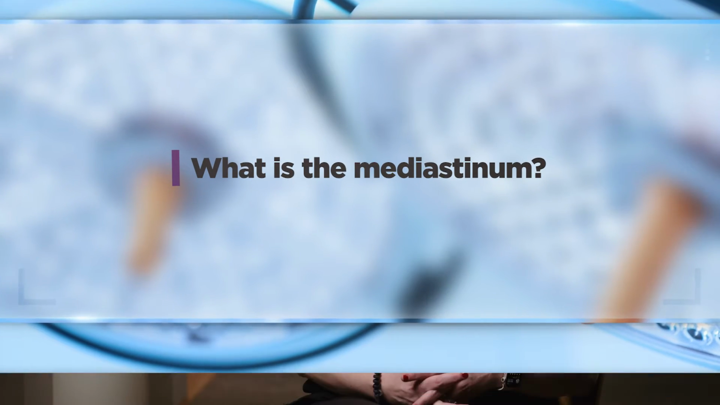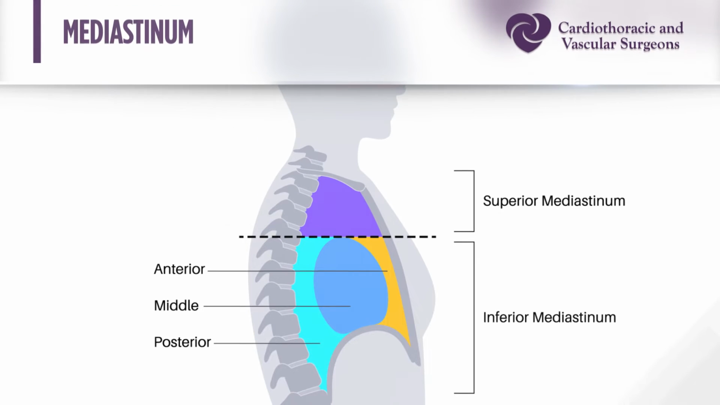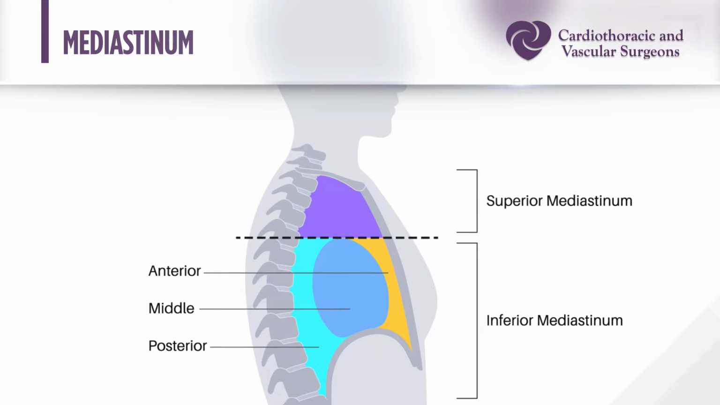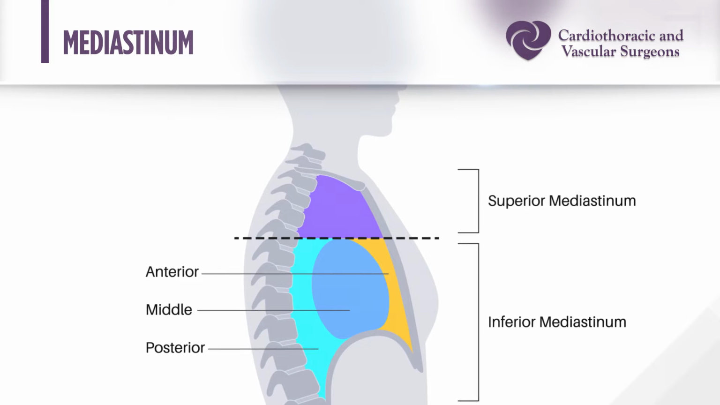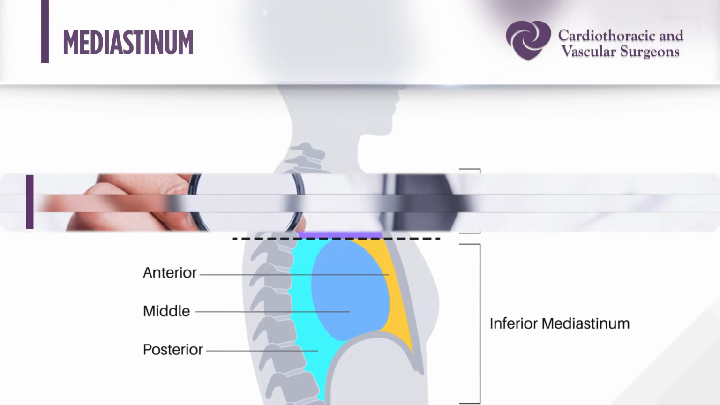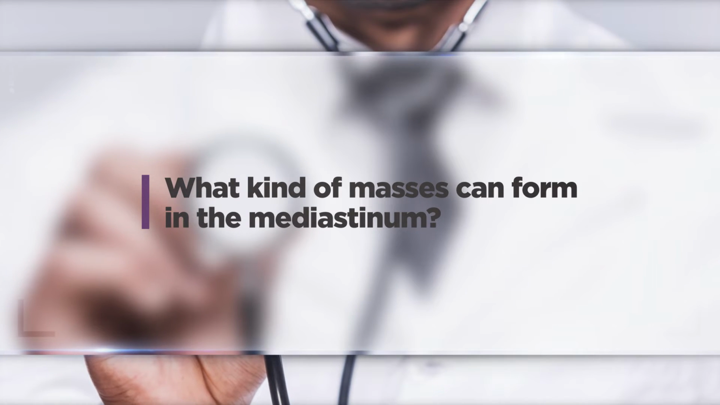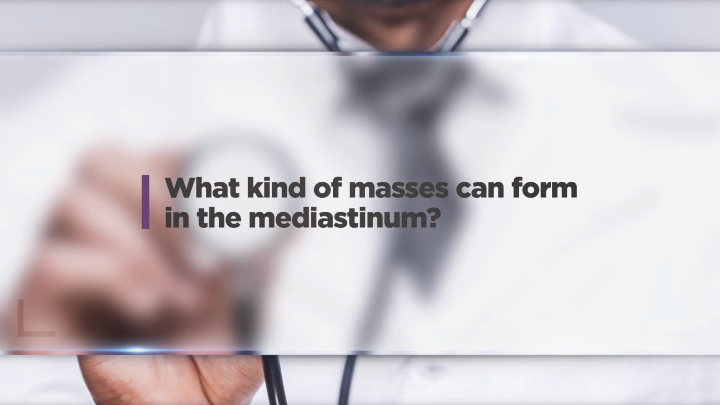I like to tell patients to think about the chest, and you have your right lung and you have your left lung, and then you have everything in the middle. And that everything in the middle is the mediastinum. We further break that up into 3 separate compartments, the front, middle, and back, or the anatomic terms are the anterior, the middle, and posterior mediastinum. The different types of masses can form in the mediastinum depending on where they're located.